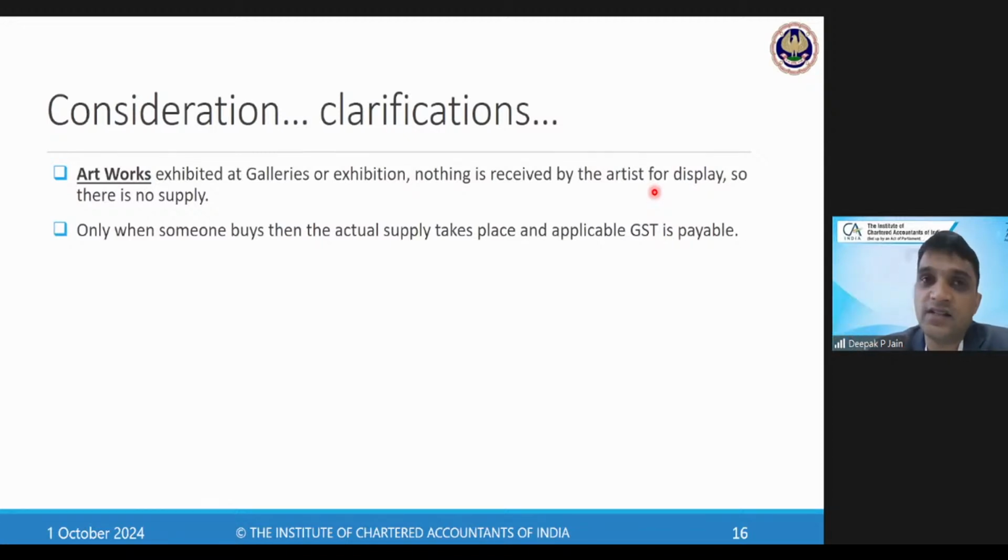Now, if these painters give their work and they are displayed, do you think I will go and buy it? I do not understand what is there in the painting. Why will I buy it? But somebody has pulled me to the exhibition or to an art gallery, so I've gone. I will not buy anything. Now, is there any supply which is happening by that artist? Is there any kind of a sale which is happening? No, correct? So there is no kind of a supply for the exhibition of artwork. That is what the clarification is also saying. Any artwork exhibited at galleries or exhibition, nothing is received. So there is no supply. Only when someone buys, then the actual supply takes place and applicable GST is payable. Only then it is payable, not otherwise.